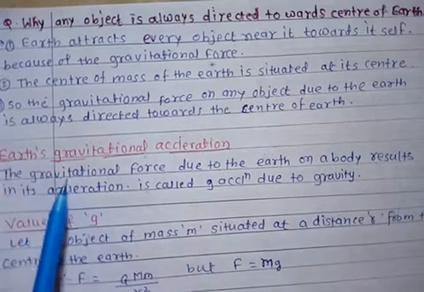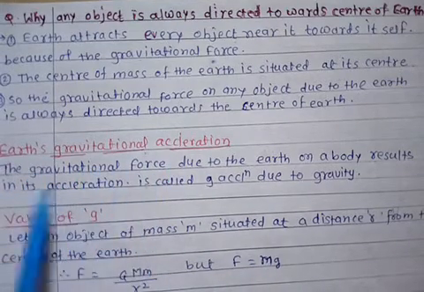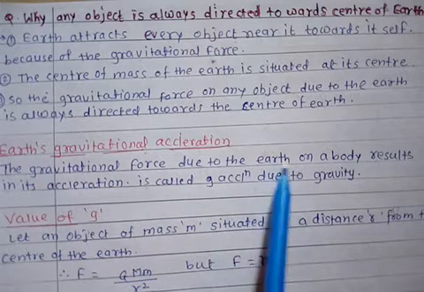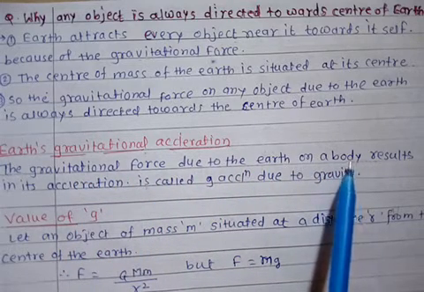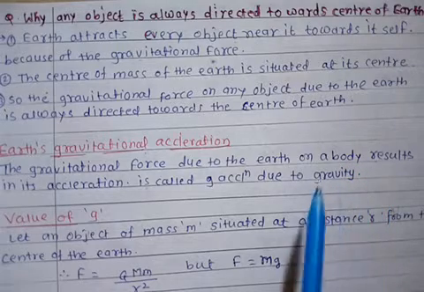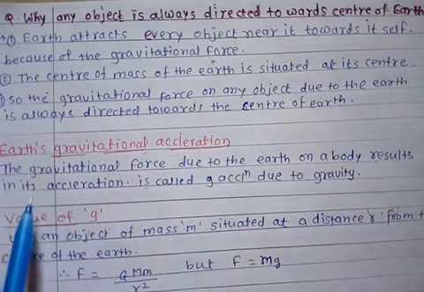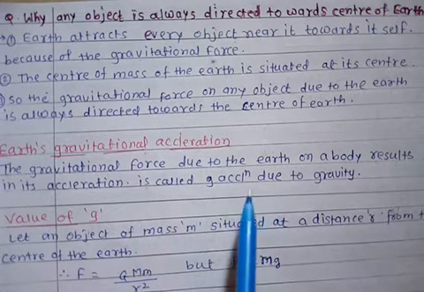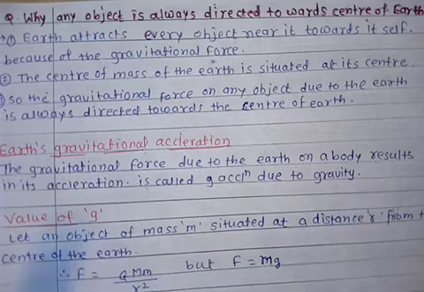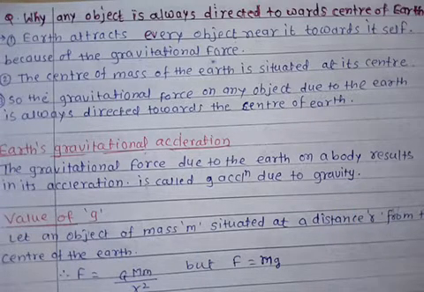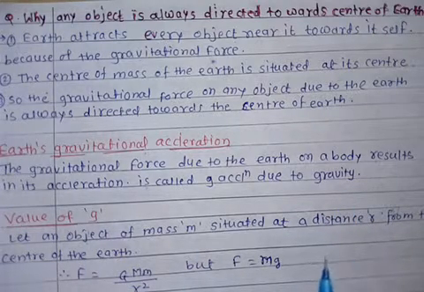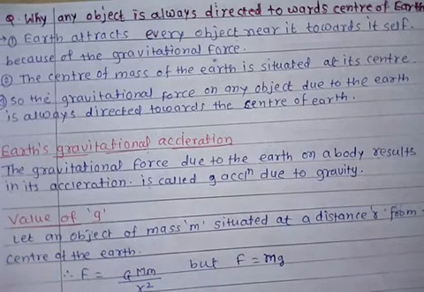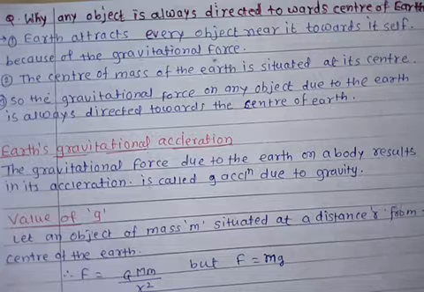So look here, Earth's gravitational acceleration. The gravitational force due to the earth on a body results in its acceleration, which is called acceleration due to gravity. We denote it by g. That is the notation. We have to find the value of g.